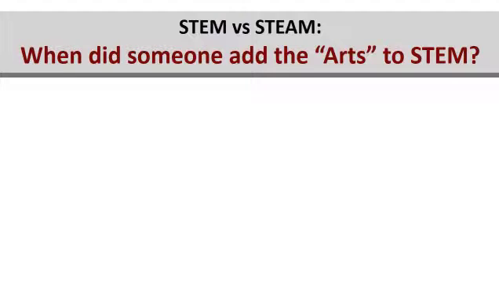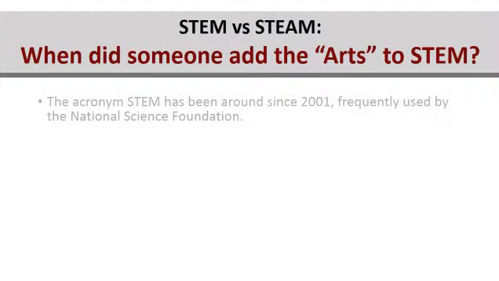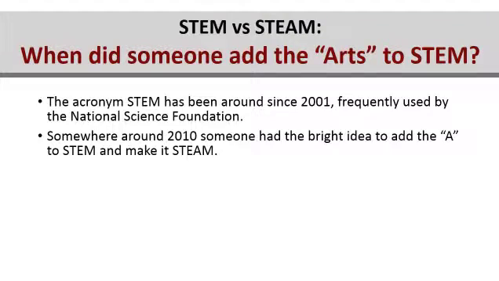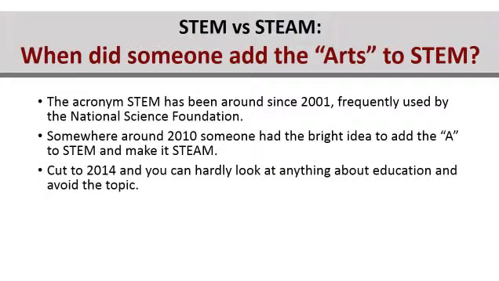When did someone add the arts to STEM? The acronym STEM has been around since 2001, frequently used by the National Science Foundation. Somewhere around 2010, someone had the bright idea to add A to STEM and make it STEAM. Cut to 2014, and you can hardly look at anything about education and avoid the topic.